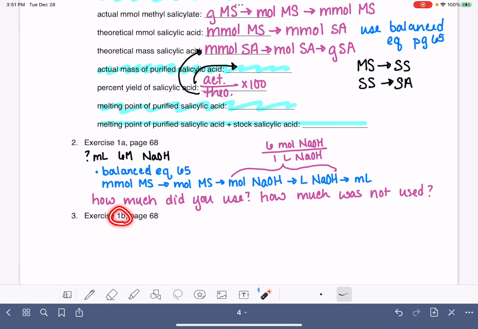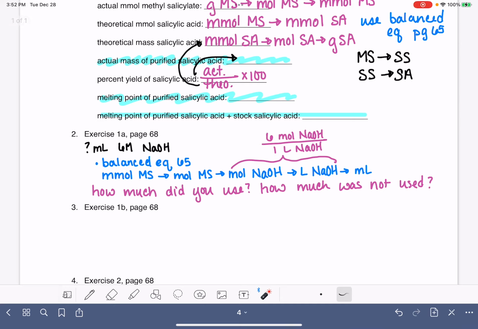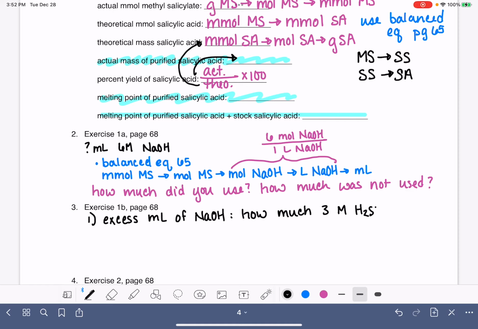So then for part B of the same question, what volume of 3 molar H2SO4 is needed to neutralize the sodium salicylate and the excess NaOH present after the reaction? So this is going to take a couple of steps. First of all, you're going to need to figure out your unused or excess NaOH, excess milliliters of NaOH. And then for that, figure out how much 3 molar H2SO4 is needed to neutralize it.